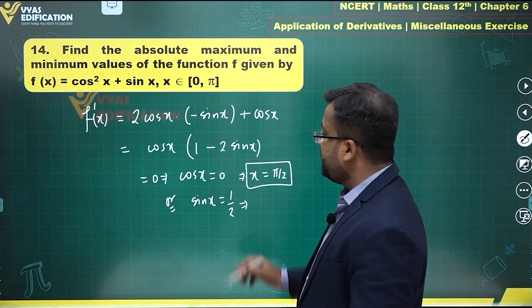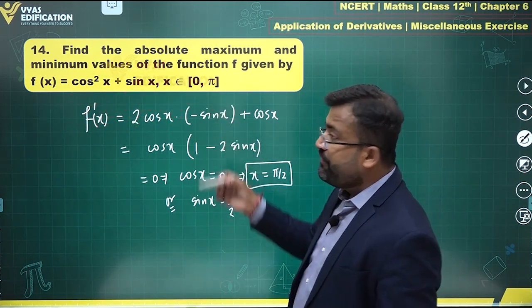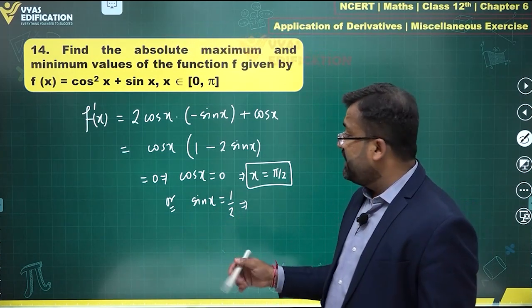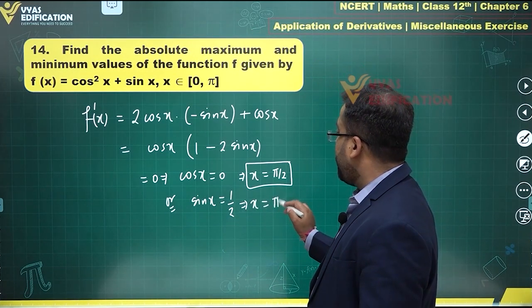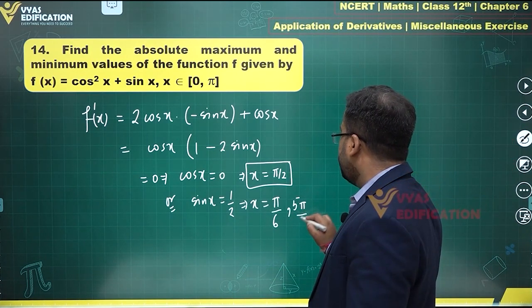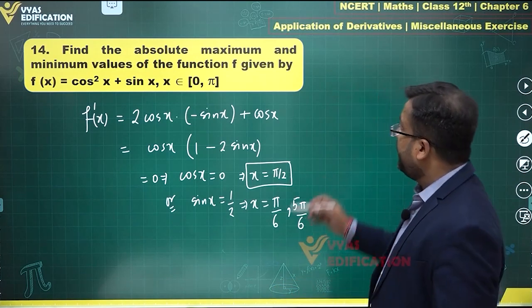What happens for sin x equals 1/2? If sin x is equal to 1/2, x will be equal to, in the first quadrant and second quadrant, there will be two possible values of x. One of the values is pi by 6, the other value is pi minus pi by 6, which is 5 pi by 6. Okay, so these are the critical points over here.